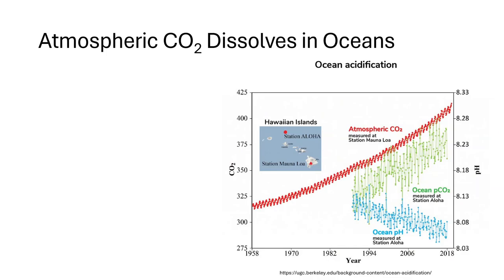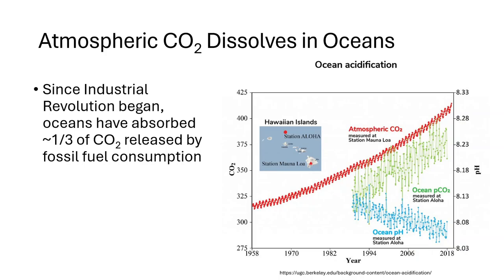So, what is the link between atmospheric CO2 and oceanic CO2 concentrations? Well, this is a record on this graph of measurements taken in Hawaii of atmospheric CO2. This is the kind of traditional graph that we have seen when we're talking about climate change. And then this measurement at Station Aloha, just north of the Hawaiian Islands, is showing the concentration of CO2 in the ocean. And as that concentration of CO2 rises, you'll notice the pH of the ocean decreases.